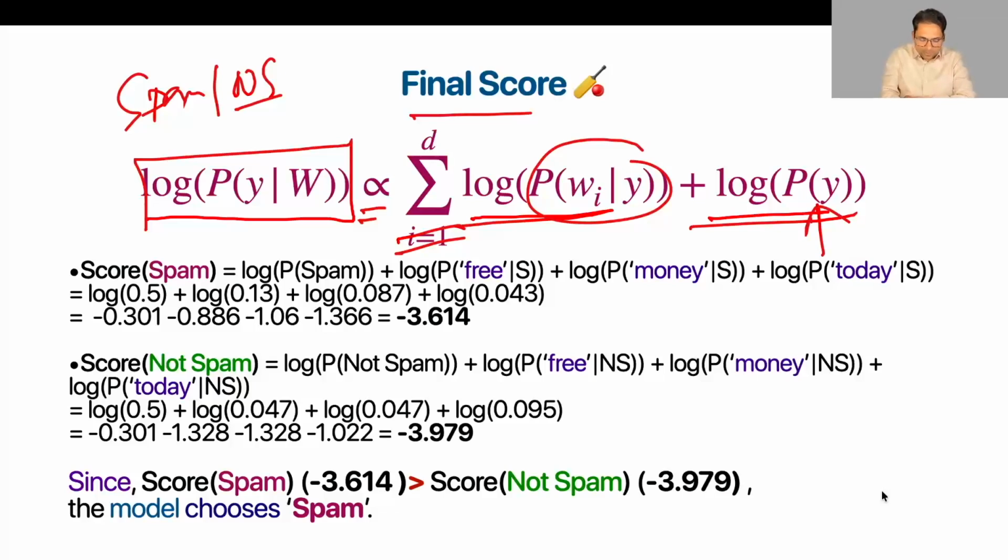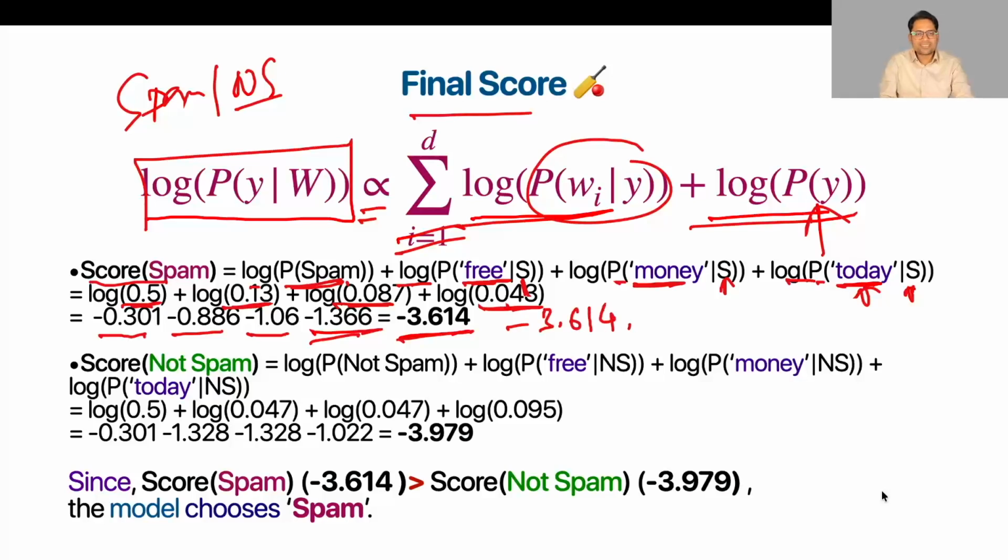So the log score of spam is log of the probability of spam plus log of the probability of free, log of the probability of money given spam. So this is your class spam. Log of the probability of seeing today given the email is spam. So this comes out to be log of 0.5, 0.13, 0.087 and 0.043. These probabilities we have calculated earlier in the previous slide. If you take the log, this will come out to be natural log minus 0.301, minus 0.886, minus, because these are less than 1, these are negative numbers, and finally this will come out to be minus 3.614.